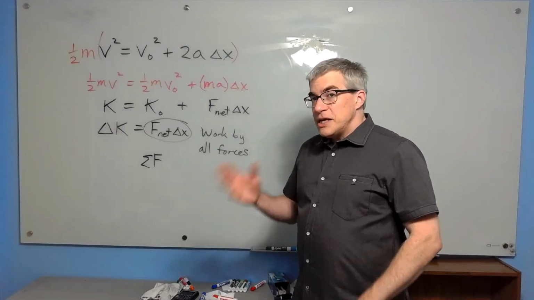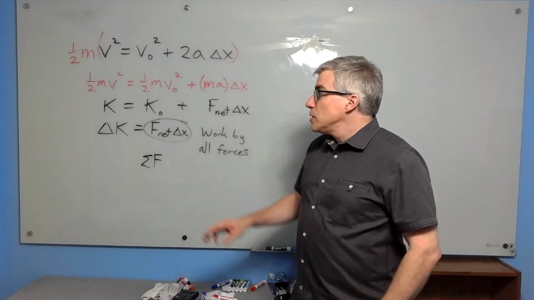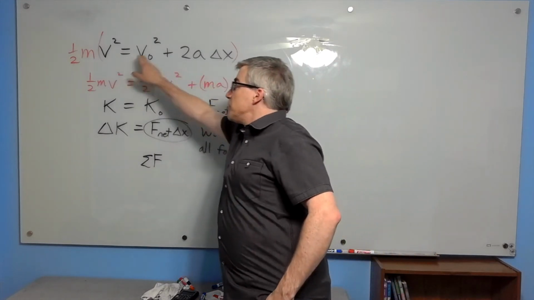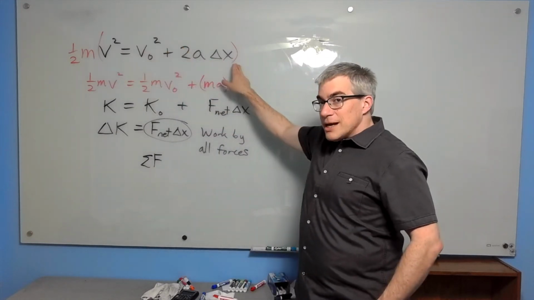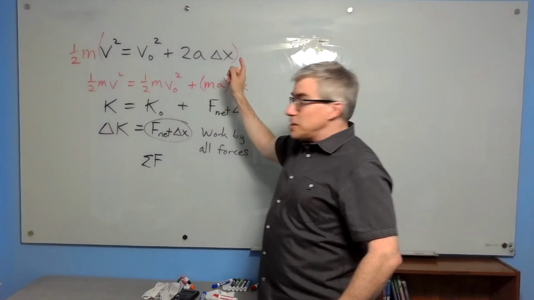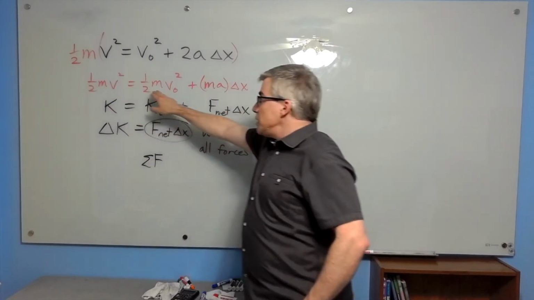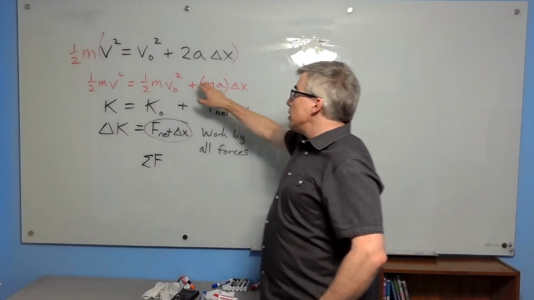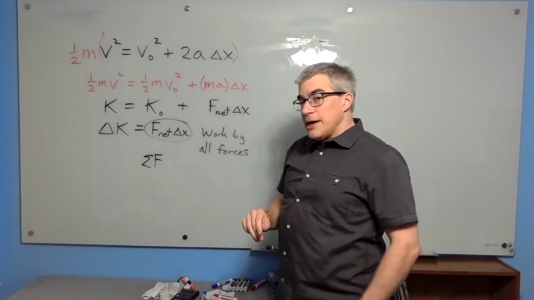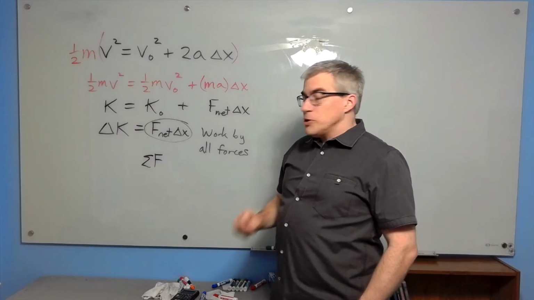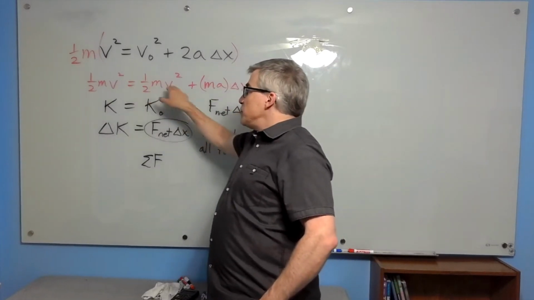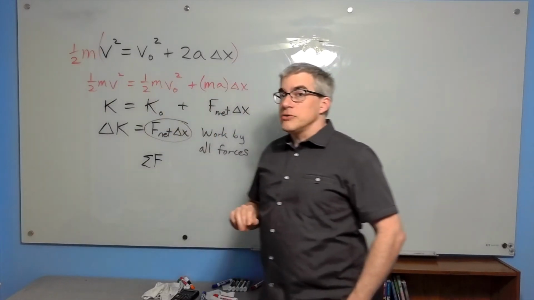If you start from kinematics of constant acceleration, one of the formulas is v squared equals v0 squared plus 2a delta x. If you multiply that equation by 1/2 m, you get 1/2 mv squared equals 1/2 mv0 squared plus ma times delta x. 1/2 mv squared is what we call the kinetic energy. 1/2 mv0 squared is the starting kinetic energy.